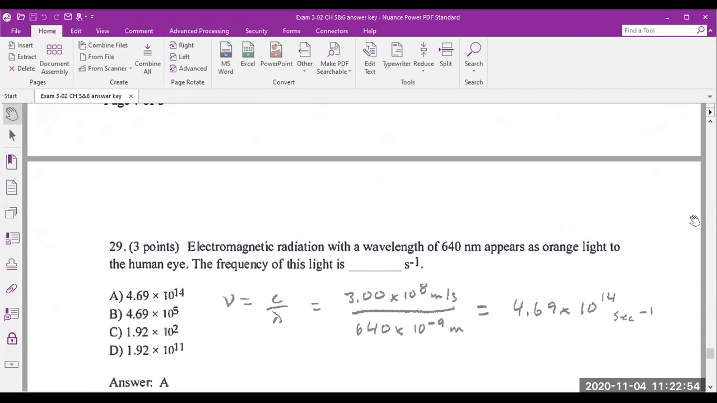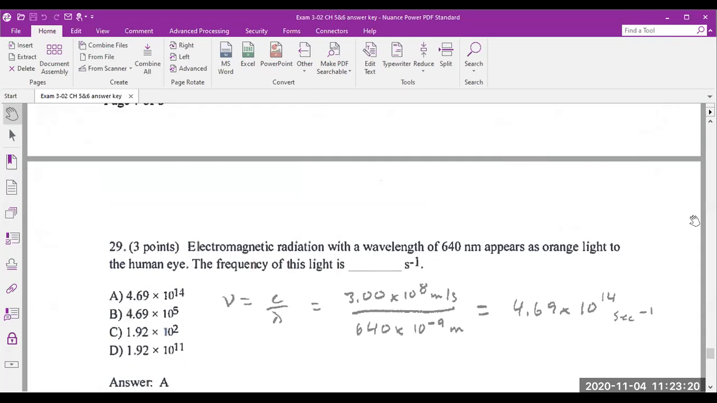Okay, 29: electromagnetic radiation with a wavelength of 640 nanometers appears as orange light. What's the frequency of this? So we can use that frequency equals c divided by wavelength. The key here is that the wavelength needs to be expressed in meters, since our units on the speed of light are meters per second.